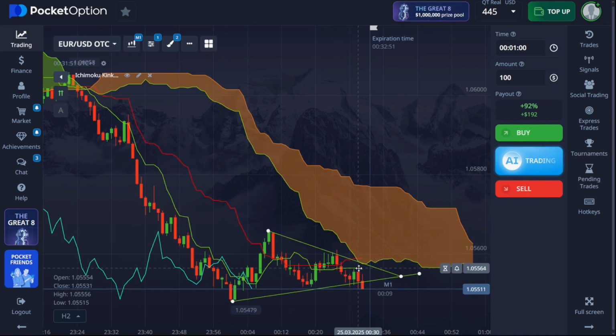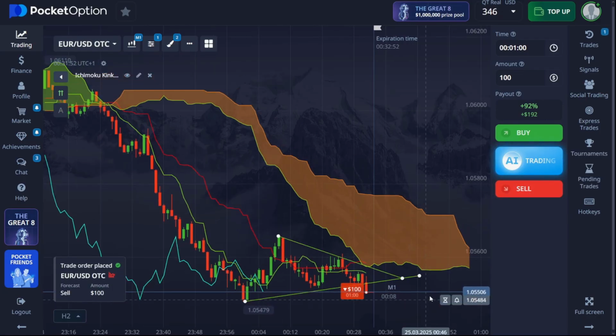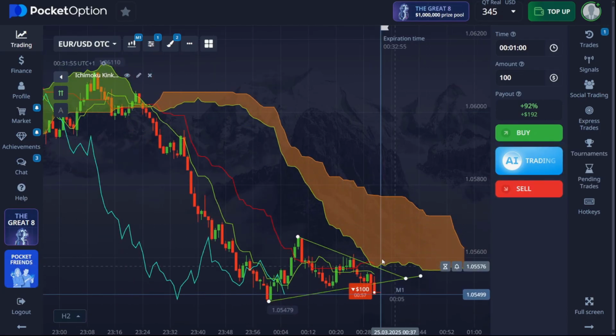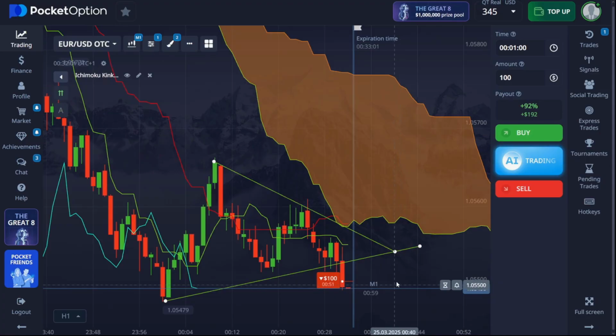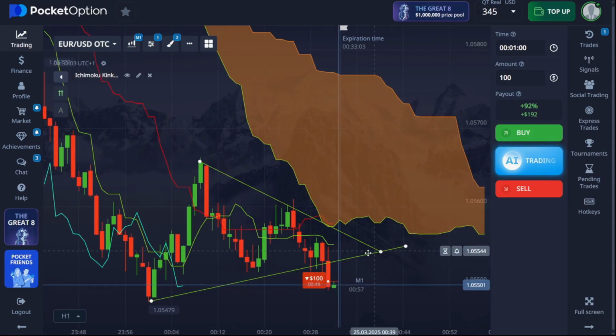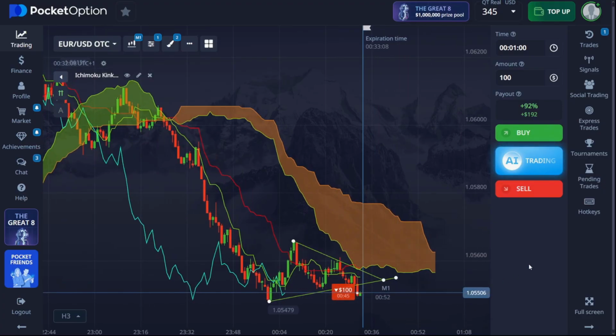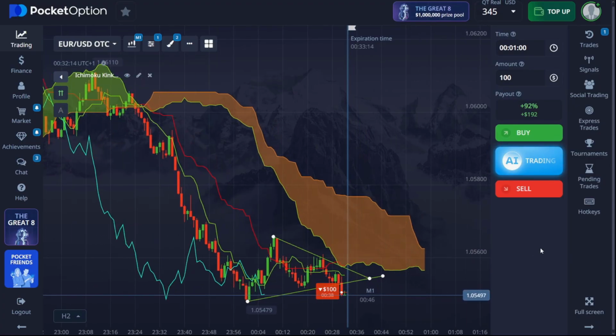Red Kijun-sen is above the green Tenkan-sen, the cloud, Kumo, is red. The price is below the cloud. The turquoise Chikou span line is outside the cloud, further confirming the signal. Also, a support zone was just broken, confirming a strong downward impulse. So, all three Ichimoku signals aligned and indicate further decline. I opened a sell trade, expecting a confident move down.